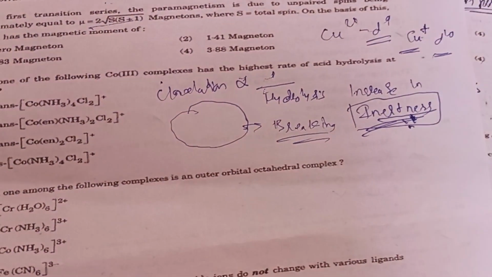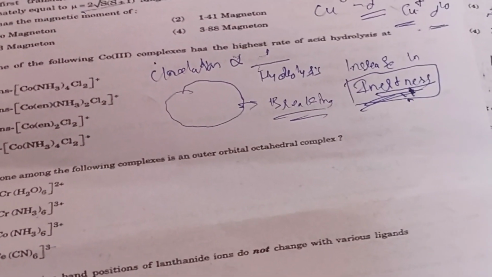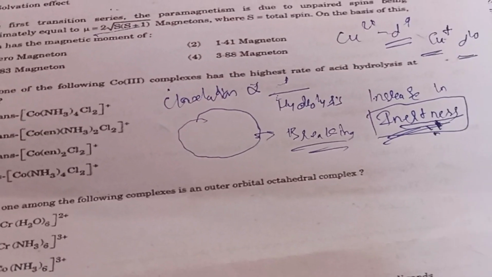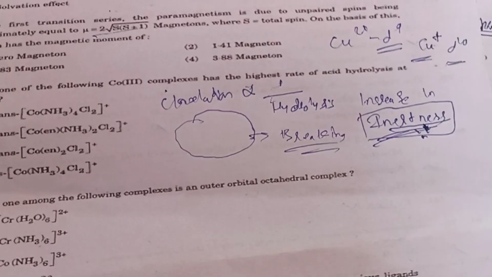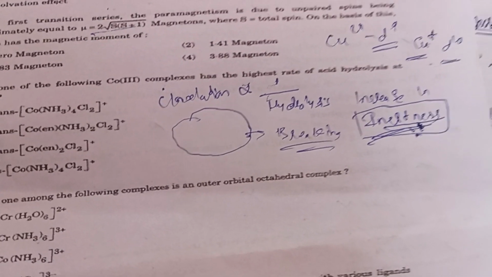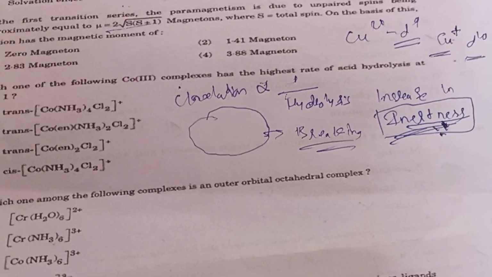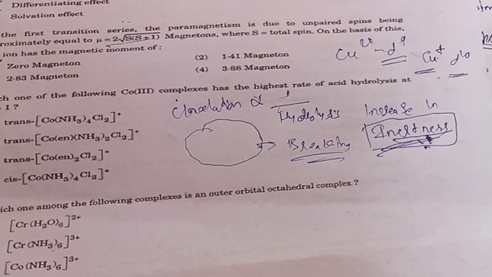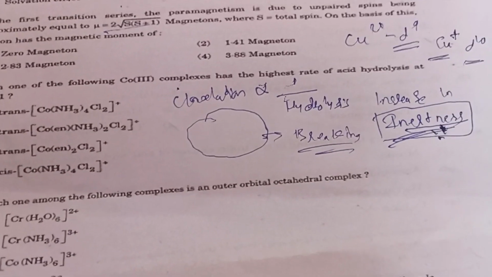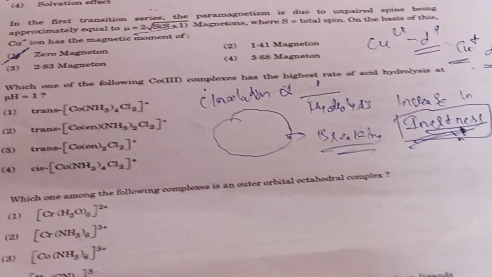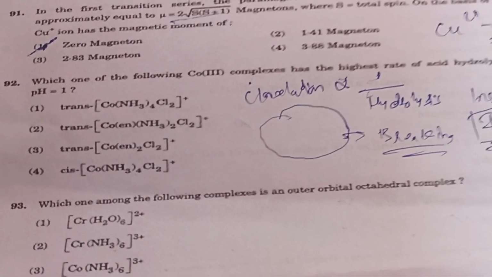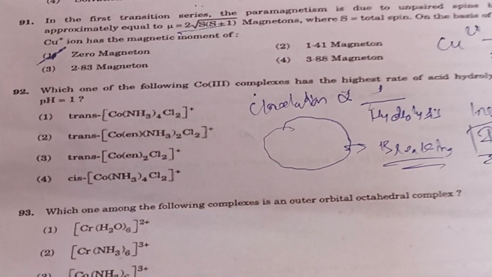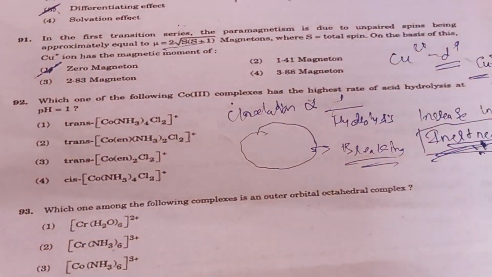Every year it will be asked, with different concepts but a similar answer, which will be chelation. So increasing inertness means slower hydrolysis. If there is an increase in inertness, then hydrolysis is slower, and if hydrolysis is slower, then there will be a lower rate of acid hydrolysis. So monodentate amines, which are there in NH3, are less stabilized and generally have a higher hydrolysis rate under acidic conditions.